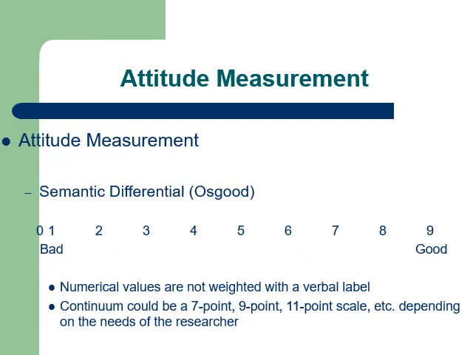In the 1950s, Osgood came up with yet another method for measuring attitudes. In this case, there are no verbal labels. With the Likert scale, you have to have all these levels of agreement or disagreement. With the semantic differential, all you have are two terms on either side of the scale. Just two verbal terms, and there's just a numerical scale.